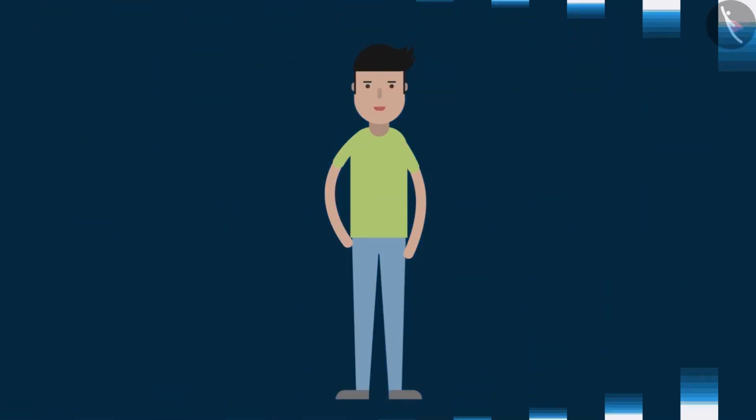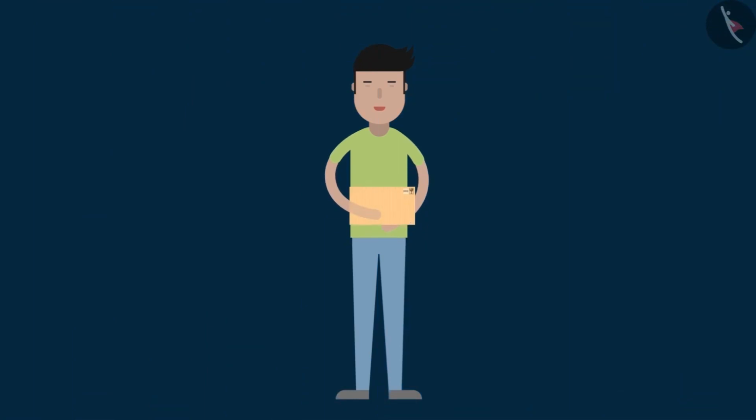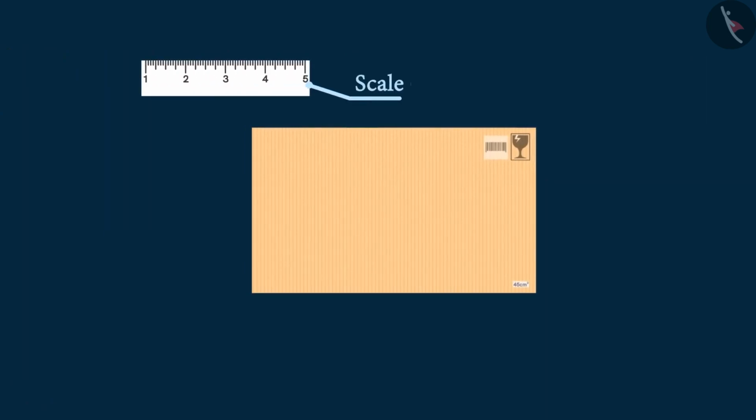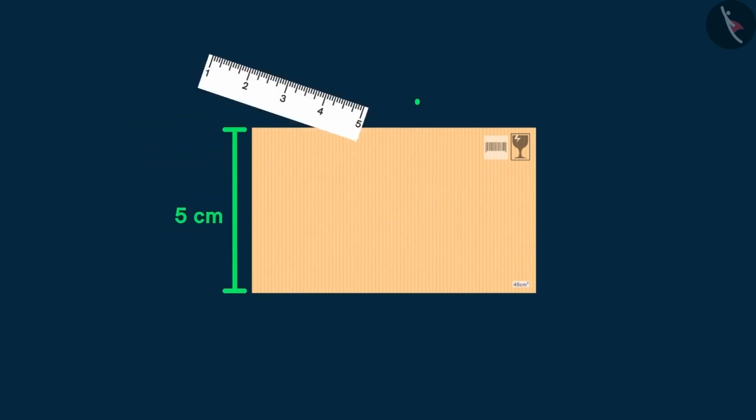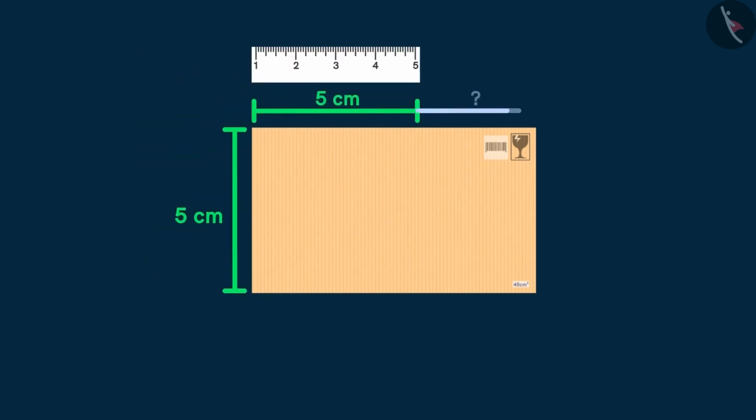Consider this situation. Raghu gets a rectangular-shaped parcel from the delivery man. He wants to measure the parcel to guess the contents of the parcel. He has a 5 centimeter long scale that he uses to measure the parcel. He finds that the width of the parcel is exactly 5 centimeters, but the length is somewhat longer than 5 centimeters. His ruler falls short while measuring the length of the parcel.